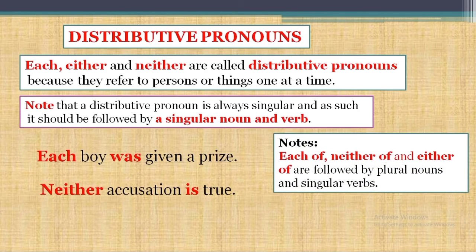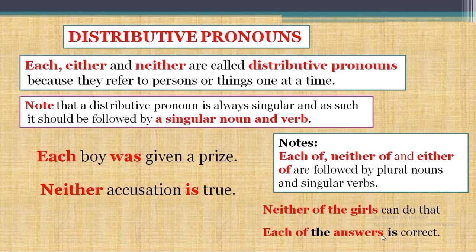Notes. Each of, either of, and neither of are followed by plural nouns and singular verbs. Neither of the girls can do that. Each of the answers is correct.